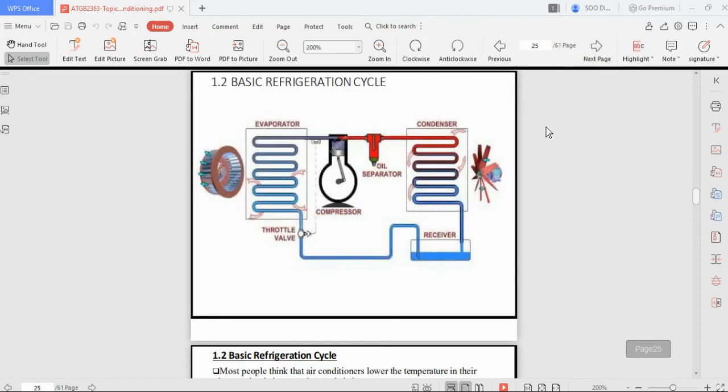Okay, so the next is the basic refrigeration cycle. So this is basically what you have in your refrigerator. This is a diagram to show how the refrigerator works by cooling down the air and making sure your refrigerator is cooled down.